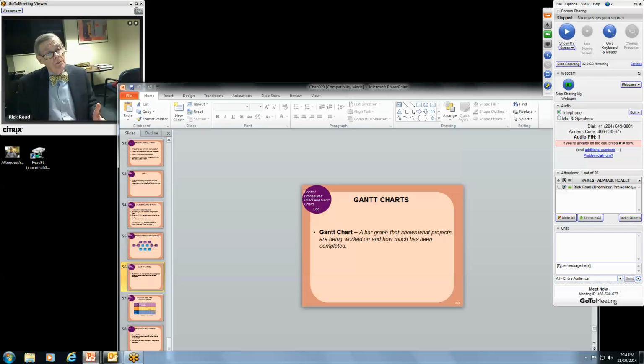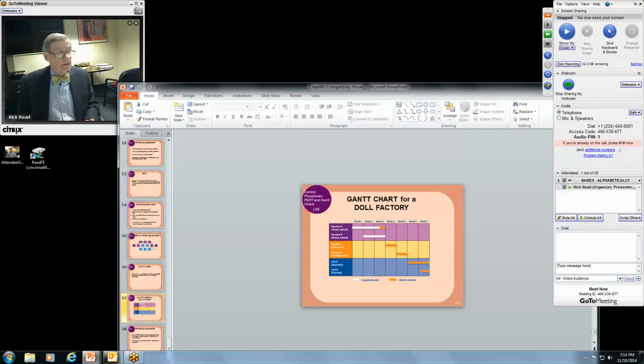And it does a similar type thing to give you some kind of an idea of how you're going to sequence tasks. And this is one for a doll factory, which you can see on page 253, figure 9.4. So it tells the production manager when he looks at this how far along production is in various and sundry things. So it gives an idea.